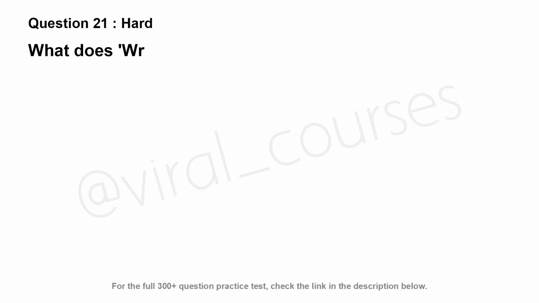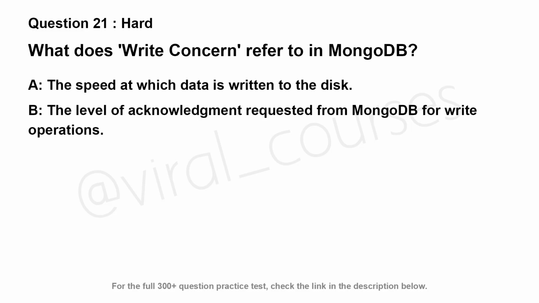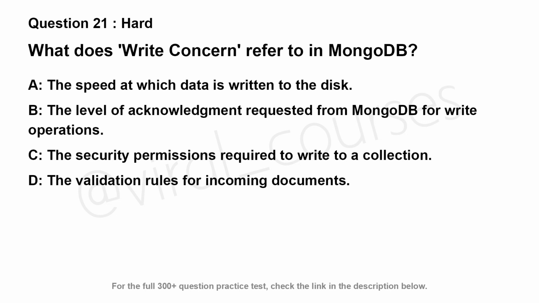What does write concern refer to in MongoDB? Option A, the speed at which data is written to the disk. Option B, the level of acknowledgement requested from MongoDB for write operations. Option C, the security permissions required to write to a collection. Option D, the validation rules for incoming documents.